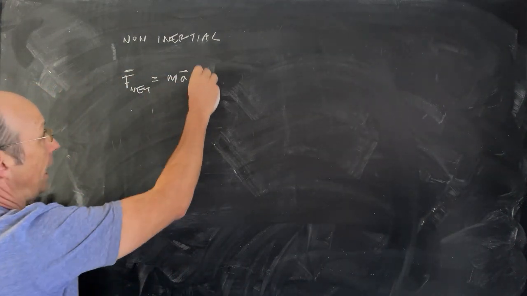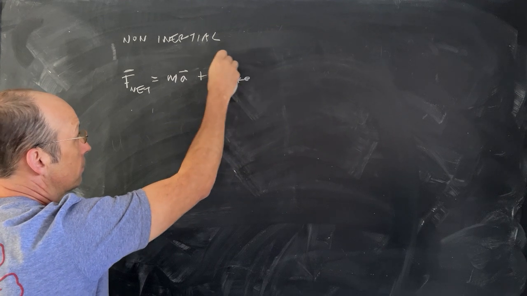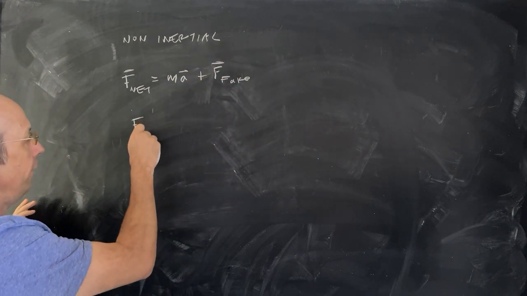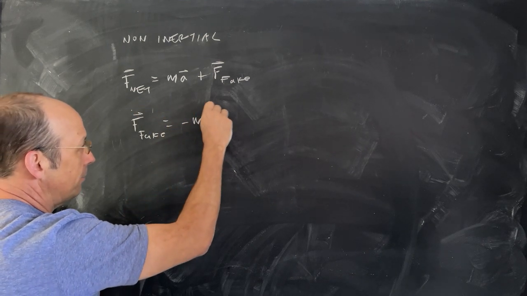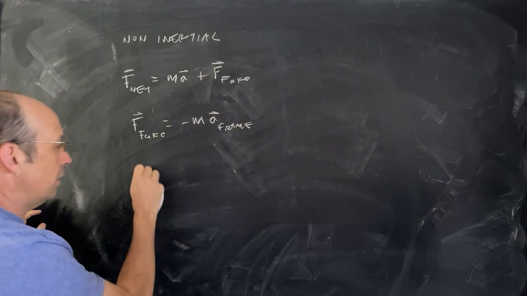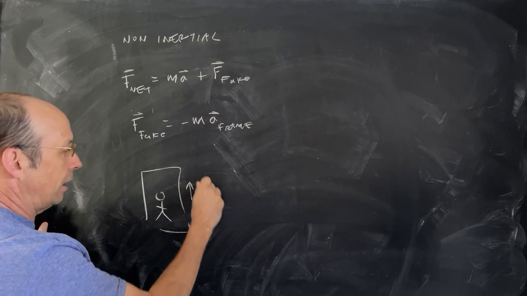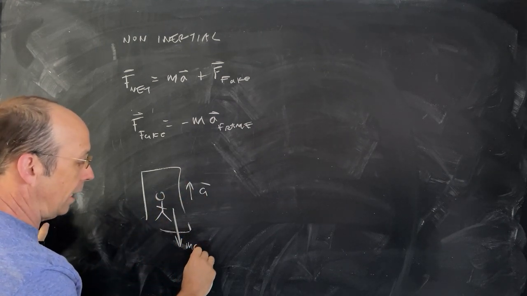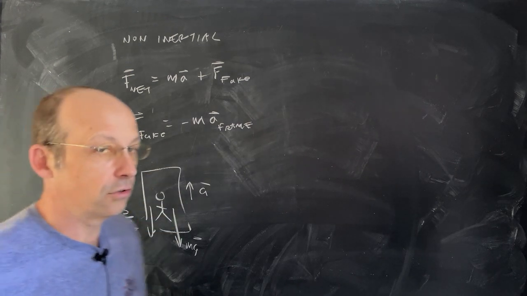We can fix that by adding in a fake force, or fictitious if you want, I like to call it fake. F fake is going to be equal to negative mass times the acceleration of the frame. So the simplest case, imagine you're in an elevator and the elevator is accelerating up and you want to use Newton's second law in here. Well, you'd have gravitational force down and then you'd have some other fake force down, and then you could treat that as just normal Newton's second law.